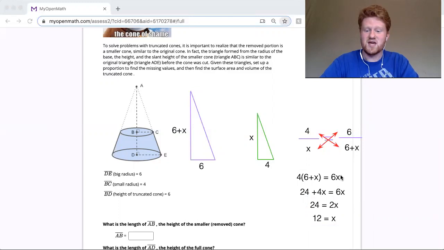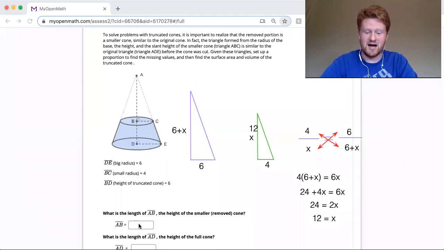So as you can see, even though we only knew 2 of the side lengths, because we had x in both of the parts of the missing side lengths, we were able to use a little algebra to solve for x. So now that gives us very important information. First, x is 12, and that is actually the first question. What is the length of AB, the height of the smaller cone? That's going to be 12.